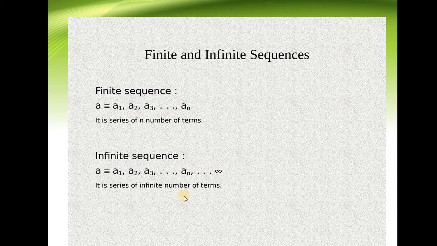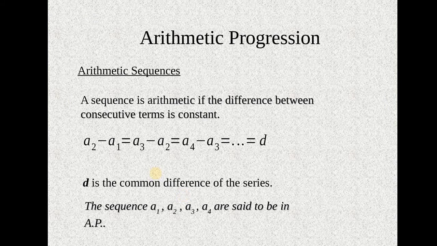Now we come to the third slide. We read about sequence, finite sequence, infinite sequence, finite series, infinite series. Now here we see arithmetic progression. Arithmetic progression and arithmetic sequence both represent the same thing, or in short form it is denoted by AP. What is an arithmetic sequence? A sequence is arithmetic if the difference between consecutive terms is constant.